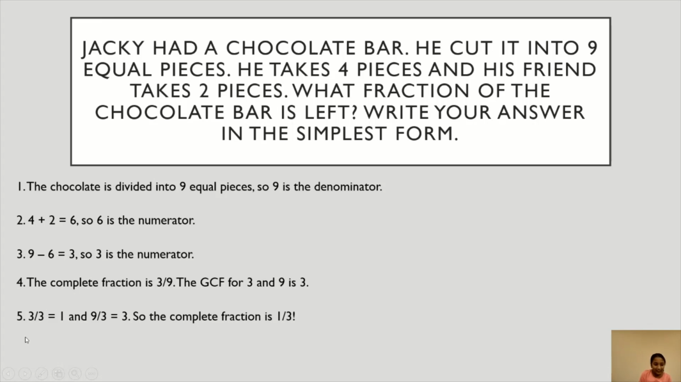And in this there are slashes, but a slash doesn't always represent a fraction. A slash can also be meant as a division sign. So just remember that. So 3 divided by 3 equals 1 and 9 divided by 3 equals 3. So the complete fraction is 1/3. Great job, guys. We got our answer. The fraction of the chocolate bar which was left is 1/3.